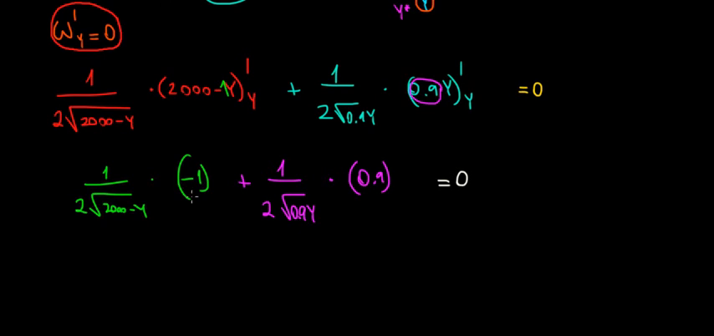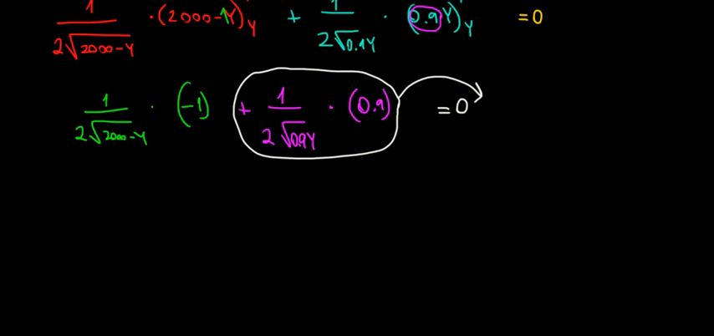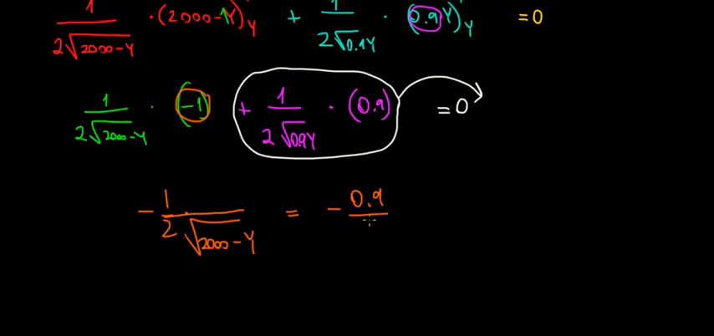Now what can we do here? We have a negative term, right? And here we have a positive term. Let's take this term on the other side, because we can do so since this is an equation. And let's see what we will have. We will have 1 divided by, actually with minus it's going to be negative, right? So negative 1 over 2 divided by square root of 2000 minus y equals to, and over here we do minus 0.9, so minus 0.9 divided by 2 times square root of 0.9 times y.